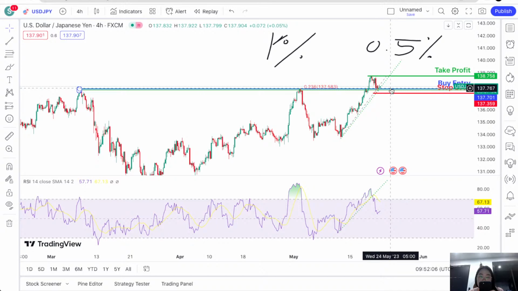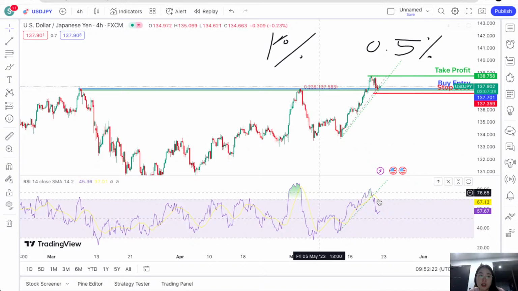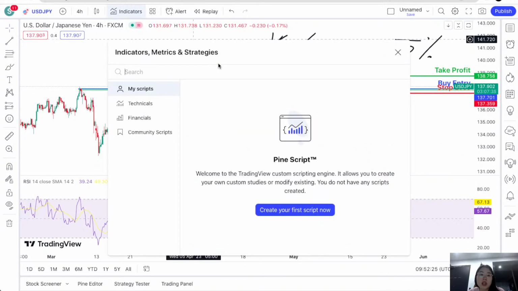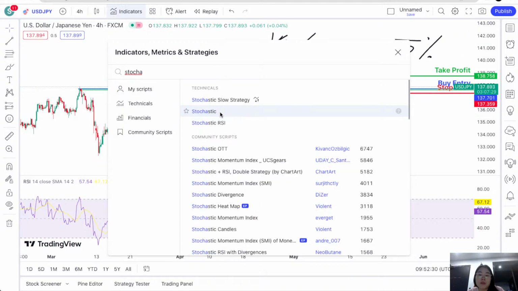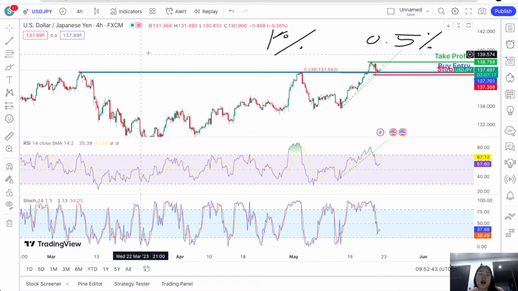Okay, so that's that. My only concern is the RSI. If I pull out stochastics, for example, it doesn't show me a bearish divergence. It's only RSI that is showing me the bearish divergence, so that's totally fine. Basically, what I'm saying is that for USD JPY, there are a lot of things pointing to a buy, but only one thing pointing to a sell, which is the RSI divergence.